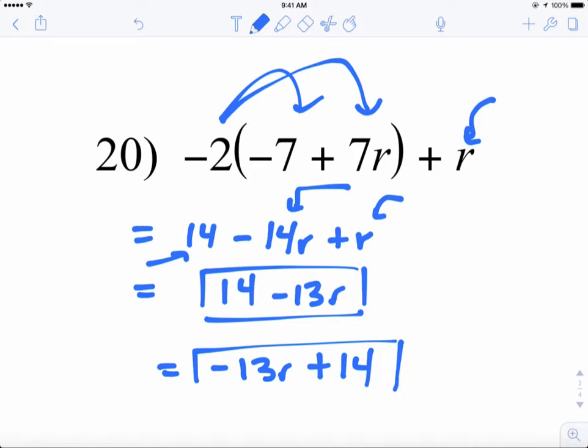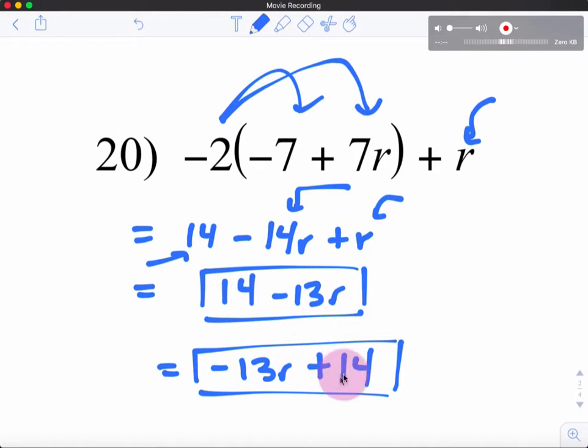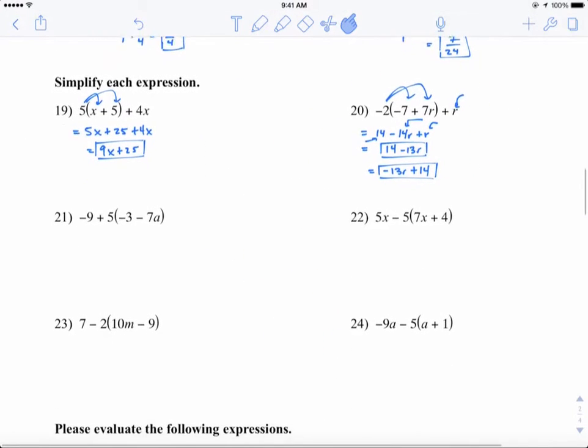Either is okay by me. But this, I think, is a much simpler, easier, user-friendly kind of expression to give our readers. All right, let's make moves.